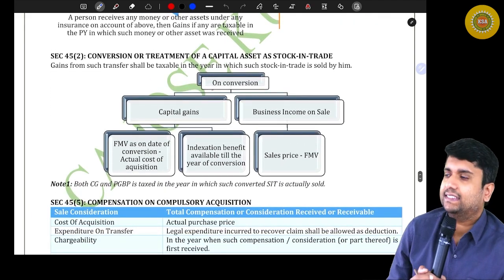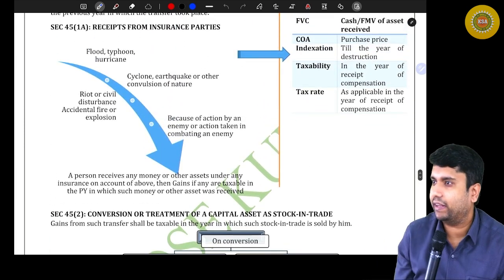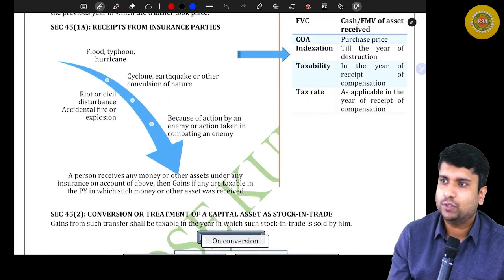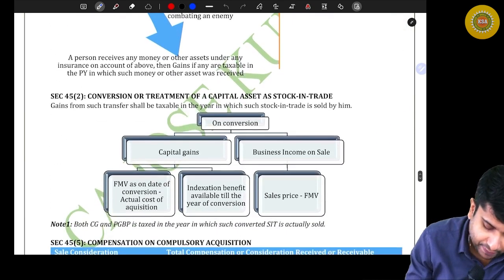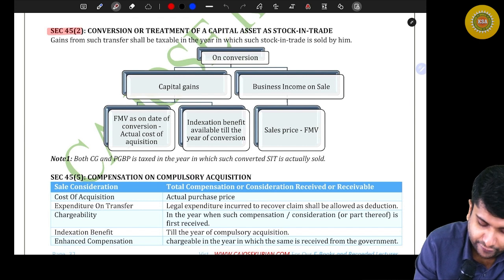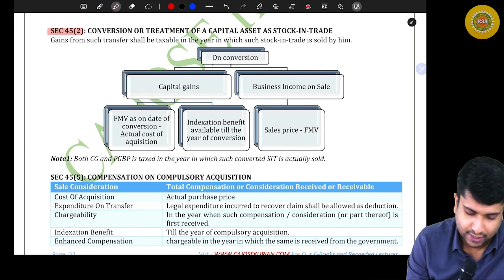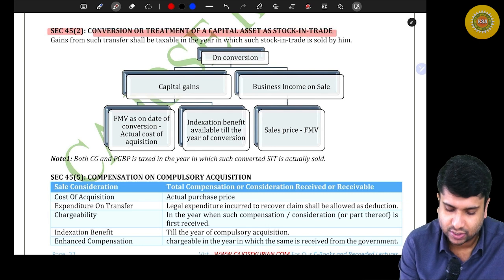So friends, yesterday we completed some part of the capital gain, right? It was not in order. Today we will follow the order and complete the rest of the capital gains. The first thing that we have to discuss today is section 45 subsection 2, that is conversion or treatment of capital asset as stock in trade.